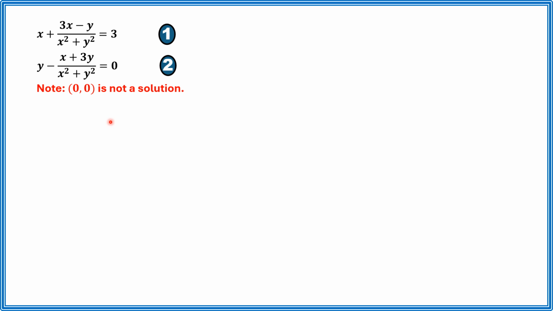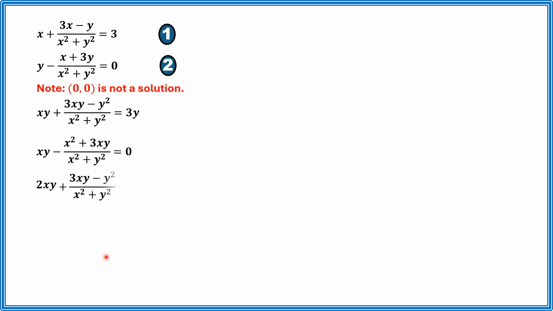So to solve these equations, let's multiply equation number 1 with y and equation number 2 with x. When we multiply equation number 1 with y, we will get this one, and when we multiply equation number 2 with x, we will get this one. Adding these two equations, we will get 2xy, and then the sum of these two terms is equal to 0 plus 3y, that is equal to 3y.